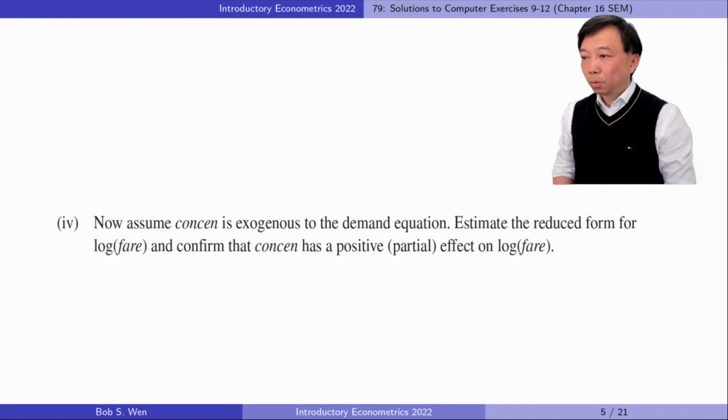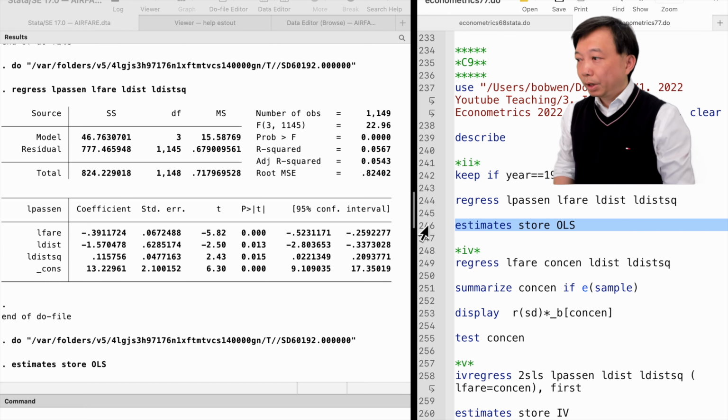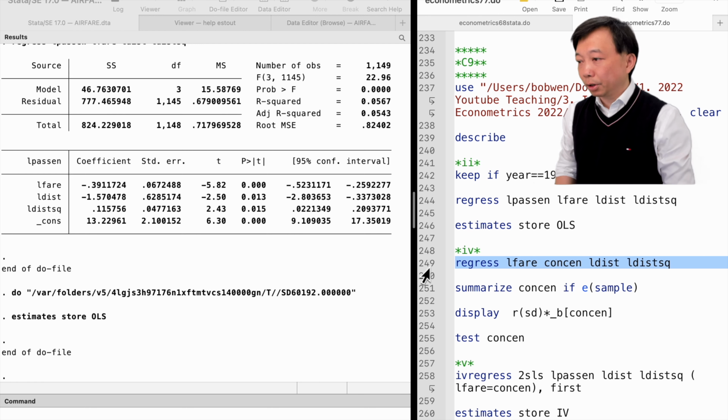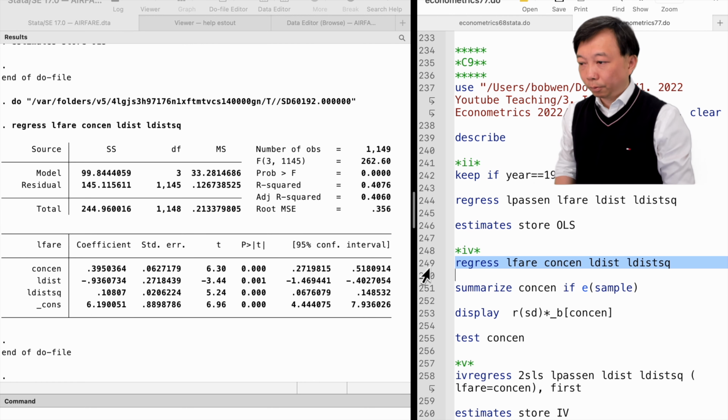In part 4, we assume concentration is exogenous to the demand equation, estimate the reduced form for log fare, and confirm that concentration has a positive partial effect on log fare. We regress the log fare on concentration and the other 2 exogenous explanatory variables, log distance and its square term. It is the reduced form equation for log fare. The OLS estimate of the coefficient on concentration is 0.40.